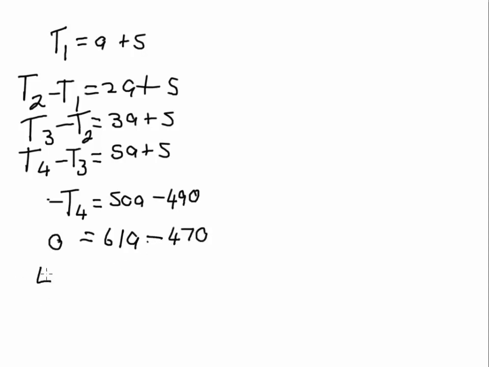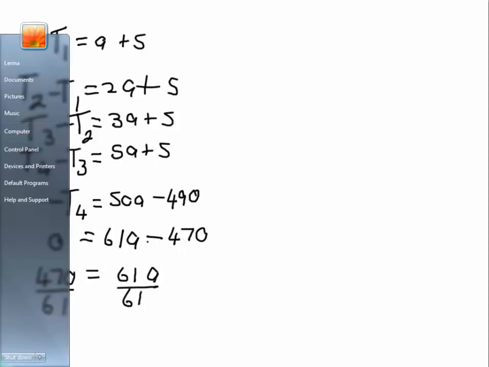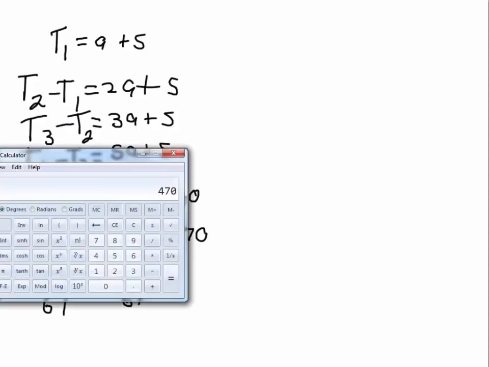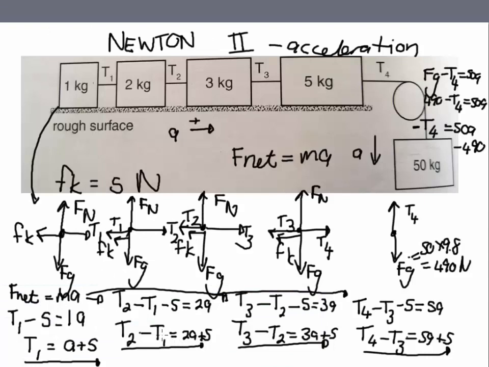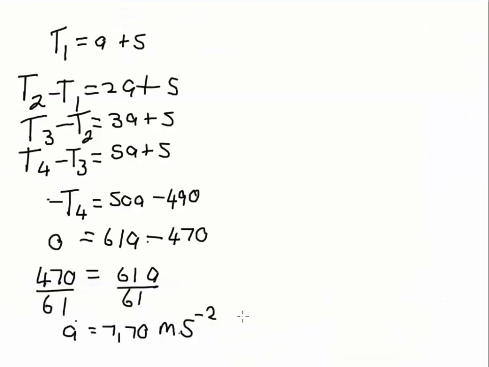So what I'm going to do is take the 470 to the other side, change the sign, and then on both sides divide by 61. So this is going to give me 470 divided by 61, which is 7.70. My acceleration is going to be 7.70 meters per square second. And if you have a look at our question, the direction for the acceleration is going to be clockwise, because these blocks accelerate to the right and this one downwards, and then we look at the direction of the pulley, which means that our direction here will be clockwise.